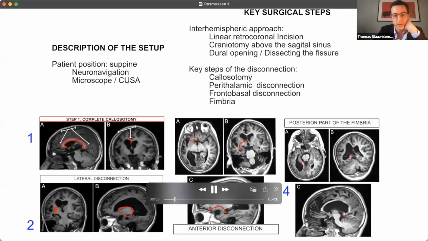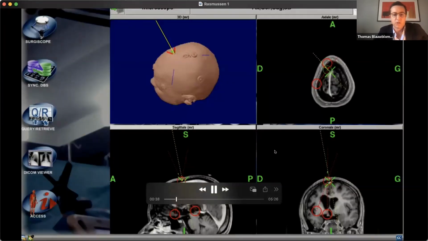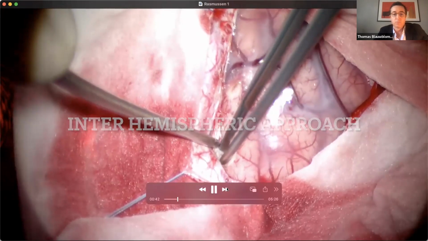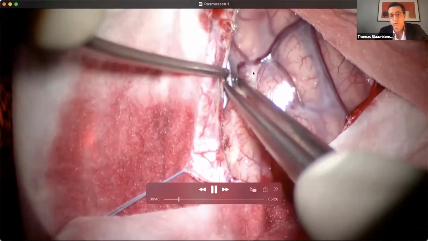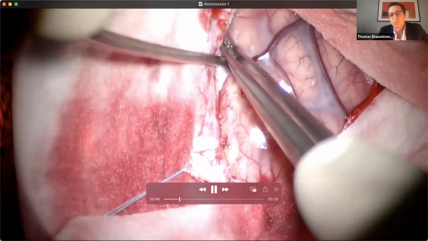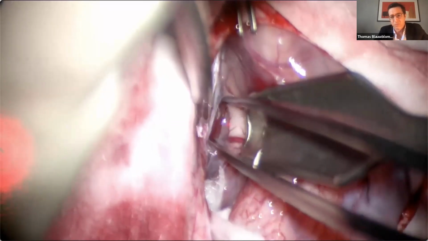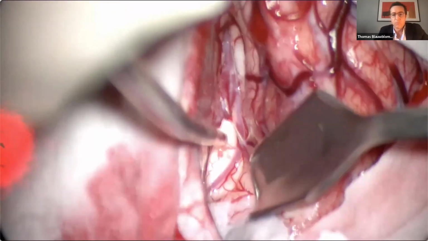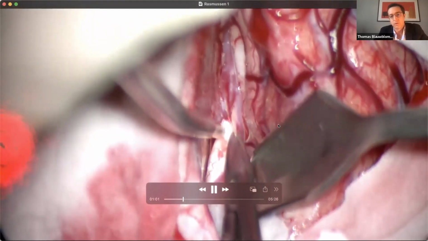The first step will be the callosotomy. I will insist on this because Christian really showed the other steps in detail already. It's a classical interhemispheric approach. You can cut a vein, it's no problem. In this case we didn't need to cut any vein, but you can cut two to three veins. We never had any complication. Then you really have to be careful because sometimes you can have a trifurcation of the pericallosal artery.